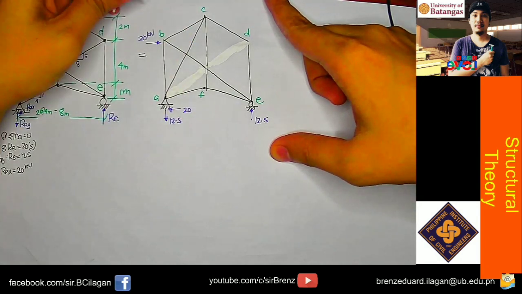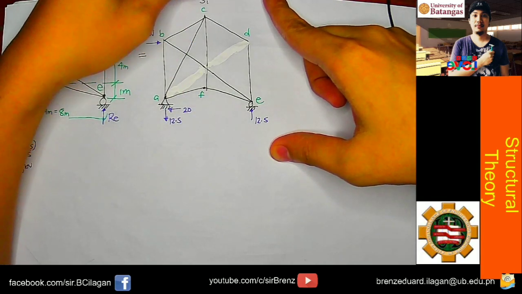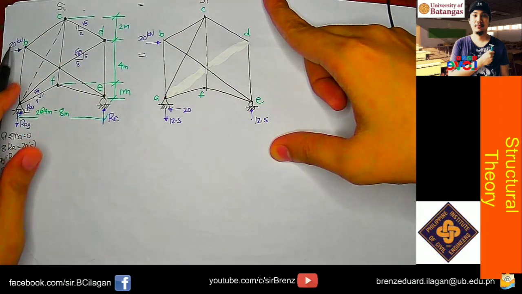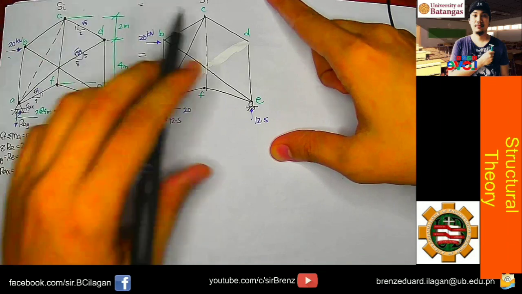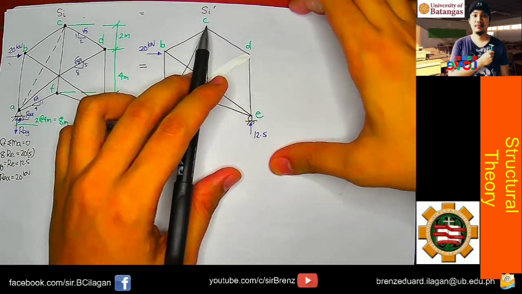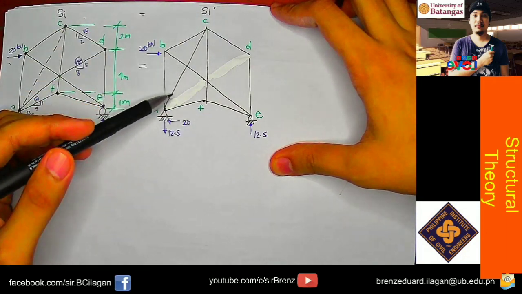So mangyayari lang guys, ito yung magiging value natin ng S prime. So again, ito yung original diagram. So lahat ng value niyan is yung S sub I mo. And then for this, dito sa pangalawa, this is your S sub I prime. Ito yung kung saan nilipat natin yung member na to.